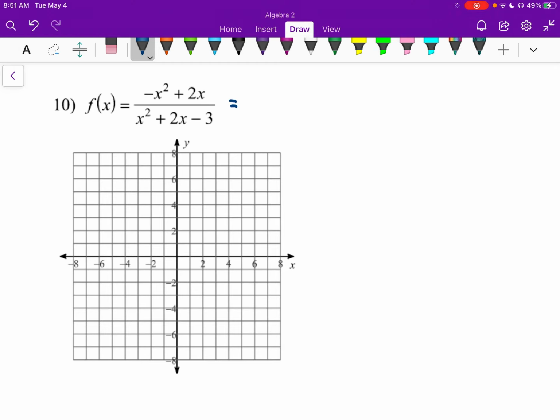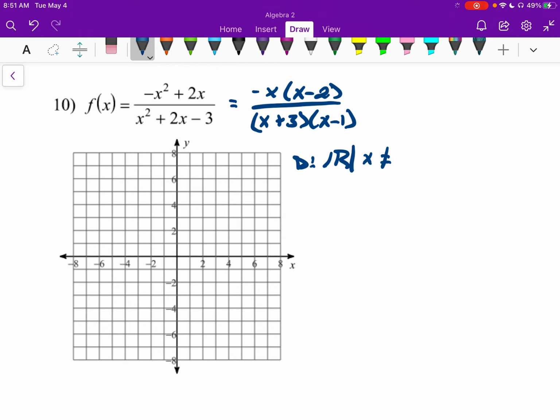Let's pull out our x. I'm going to pull out a -x this time. So we'll have x minus 2. Our denominator will factor to x plus 3, x minus 1. Domain will be all reals given that x will not be -3 or 1.